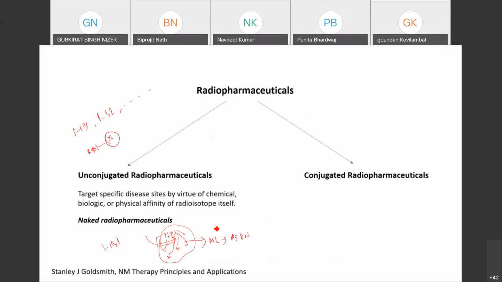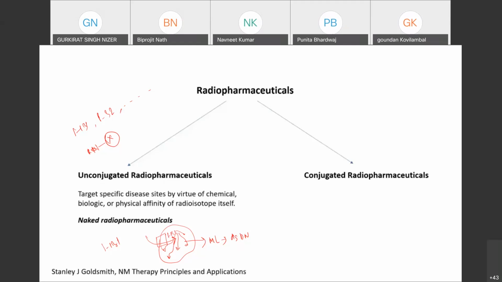And what is more important, which we are interested in, is the number of unrepaired DNA damage, which is important from the radiation therapy point of view. So that's an example of molecular radiotherapy in which you are using a radioisotope for treating thyroid carcinoma. So that's an example of the unconjugated radiopharmaceutical. That is, your pharmaceutical is naked. It's not bound to any ligand, any molecule, or anything else.